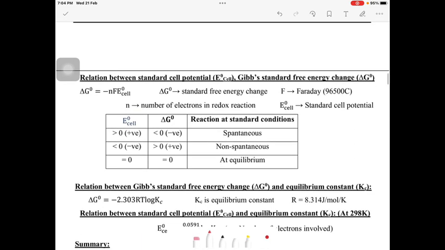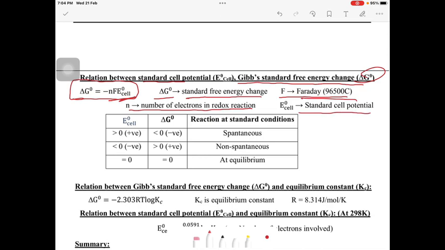Next concept in electrochemistry: the relation between standard cell potential and standard free energy change, delta G naught. That is delta G naught is equal to minus nF E naught cell. Delta G naught is standard free energy change. F is Faraday, 96,500. That is 1 Faraday is equal to 96,500. n is the number of electrons in a redox reaction. E naught is standard cell potential.